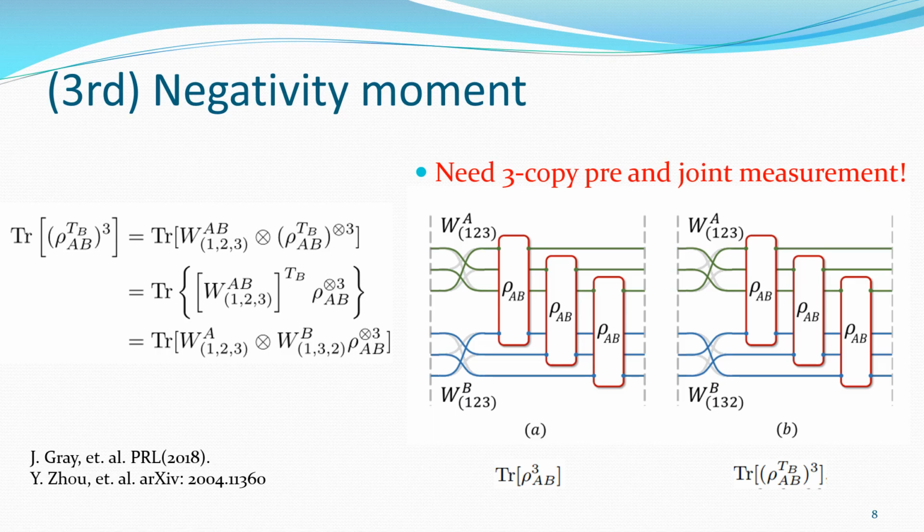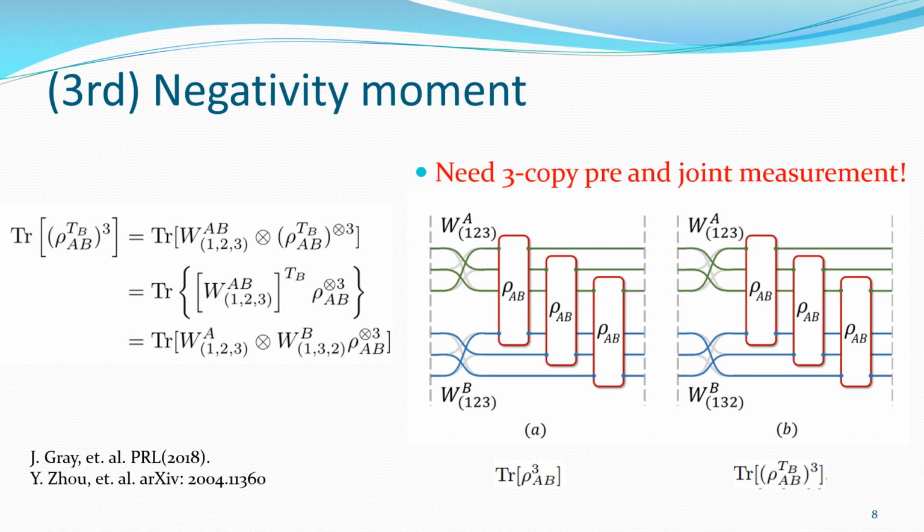In fact, the negativity moment can be expressed as an observable on the three copy rho AB state. As shown in figure B, we put two three-order permutations on A and B respectively. The three-order permutations are in different directions. One is clockwise, the other is anti-clockwise. This observable can give us the negativity moment. Compared with figure B, in figure A, the two permutations on A and B are in the same direction. It gives the three-order purity.